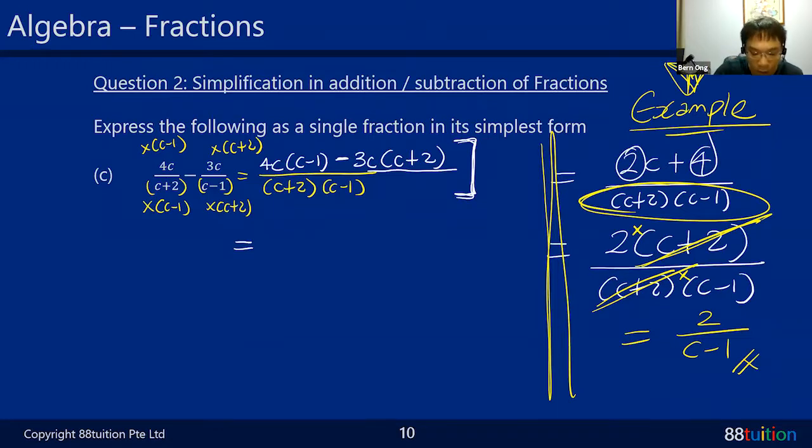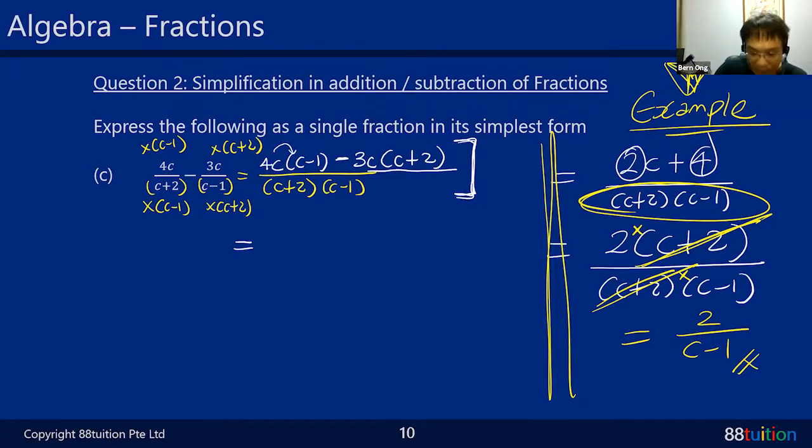So now here, what do you do? Expand carefully. 4c times c, you expand the top portion. How come? Because you need to simplify it. You've got no choice. Celestine, you say c squared minus 10c over c plus 2, c minus 1. You got it. Charmaine, you got it also. Very good, the two ladies.